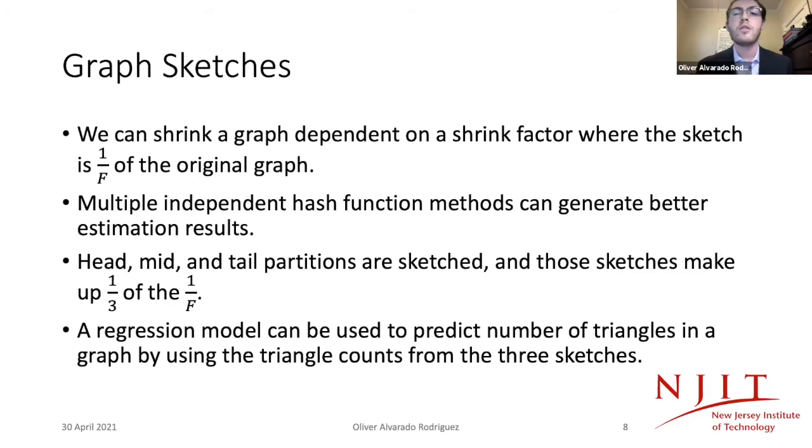Graph sketches can be used to run analytics on a smaller version of a much bigger graph. The user can pick a shrink factor, which will generate a new graph that is 1/f of the original graph. Multiple independent hash functions were utilized for 3 different partitions to generate better results. Each of these parts make up 1/3 of the 1/f sketch. A regression model was then built from experimental results to predict the number of triangles in a graph.